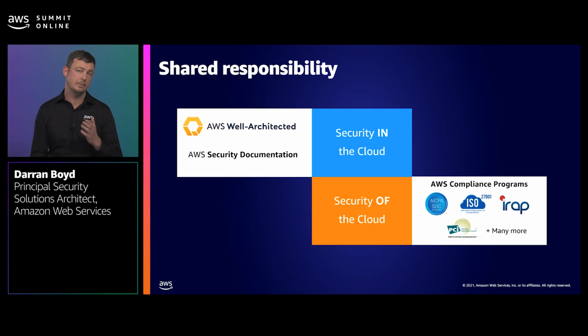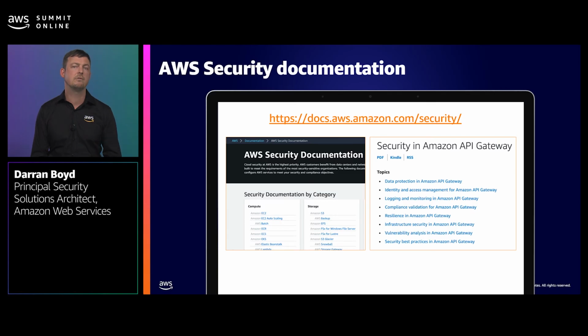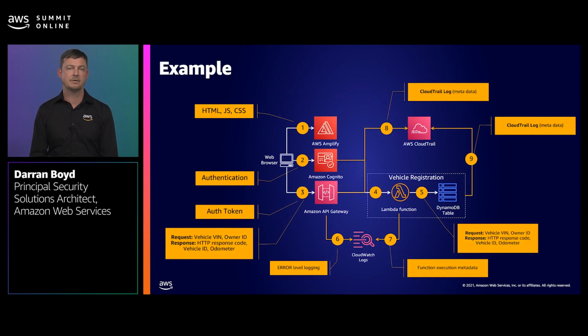More specific to AWS services, we have a dedicated security chapter for the majority of our AWS services. These are really powerful when you're looking at security controls and mitigations that you may want to implement on a per AWS service level. Here I've put up an example for Amazon API Gateway, where you can see there are topics ranging from data protection to logging and monitoring and vulnerability analysis. So with that background, let's go back to where we were.